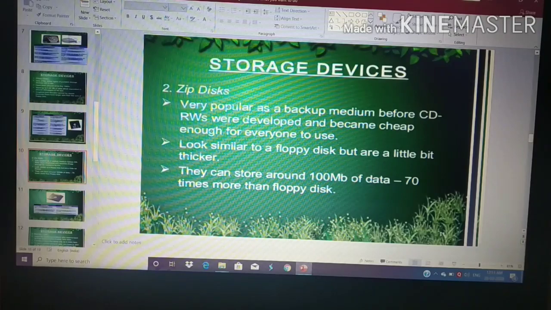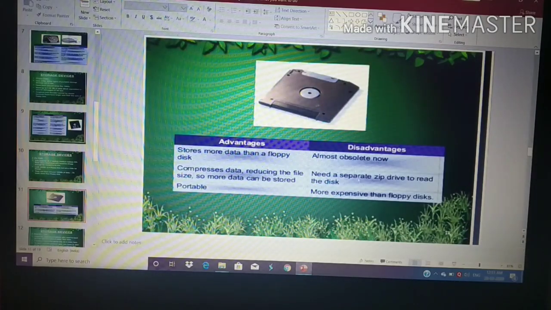Okay, now let's go to another one. So these are the zip disk advantages and disadvantages. Just go through this one, and we are going to know.